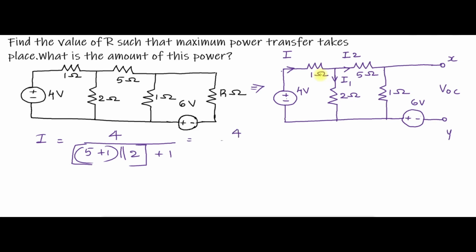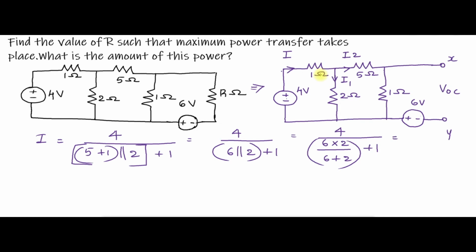So 4 divided by 6 parallel 2 plus 1. So here you know that 6 parallel 2 can be determined as 6 into 2 divided by 6 plus 2, plus 1. So 4 divided by 12 by 8, that is 6 by 4, which can again be reduced as 3 by 2 plus 1. So on solving this, you will be getting I as 8 by 5 ampere.